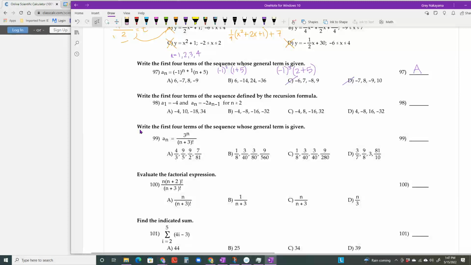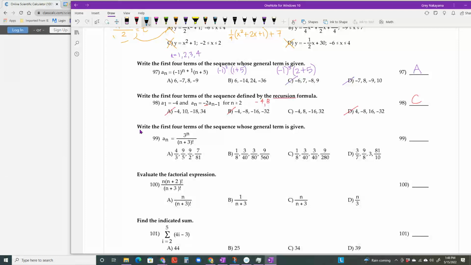Find the first 4 terms of this sequence. It's a recursion formula, and that says when you get a term, just multiply the previous term times negative 2 to get the next term. So my first term is negative 4. Well, that knocks that one out. Multiply that by negative 2, and I get 8. That knocks that one out and that one out, so my answer is C.